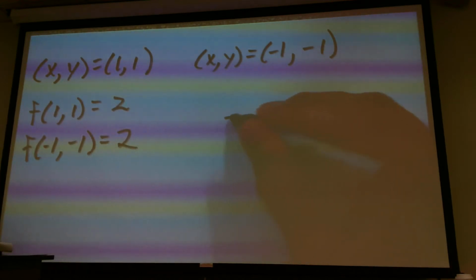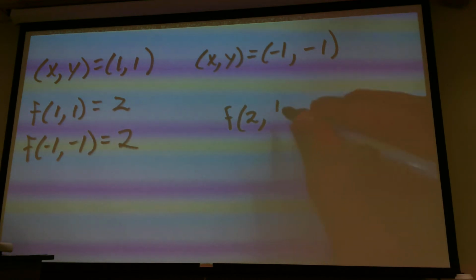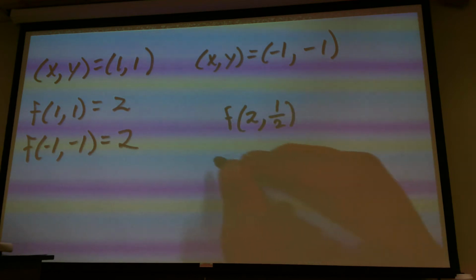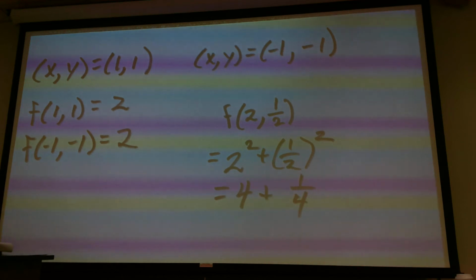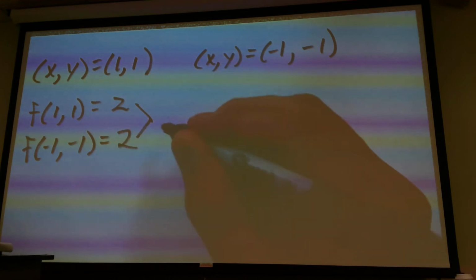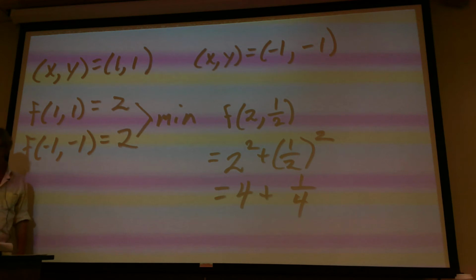So f of (2, 1/2). What does this become? That's going to be 2 squared plus 1/2 squared, which is 4 plus 1/4. Well, that's definitely bigger than 2. So this one right here is a minimum. Actually, they're both minimums. All right, let's try another one.